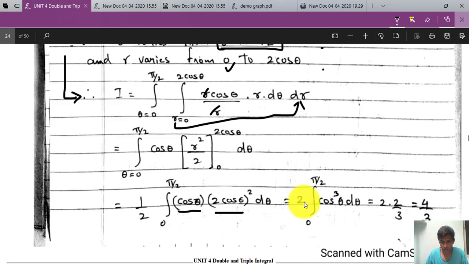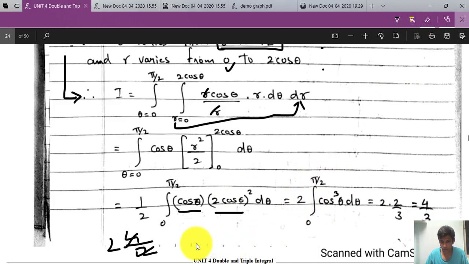Now this 2 squared becomes 4, and if I divide 4 by 2, this becomes 2, and that is the reason there is a 2 here. And by the laws of indices this becomes cos cube theta.